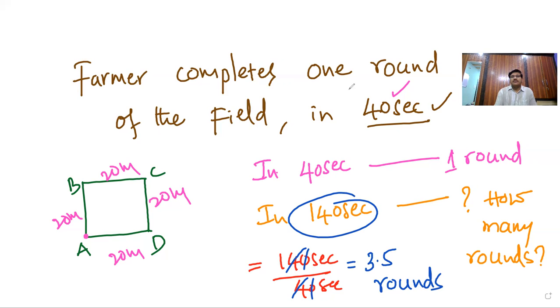Now that is the conclusion, because we require the position at the end of the 140 seconds. If he completes one round in 40 seconds, in 140 seconds how many rounds? 140 seconds divided by 40 seconds, so he completes 3.5 rounds. That means we require the displacement at the end of the 3.5 rounds. Clear? That is our conclusion.